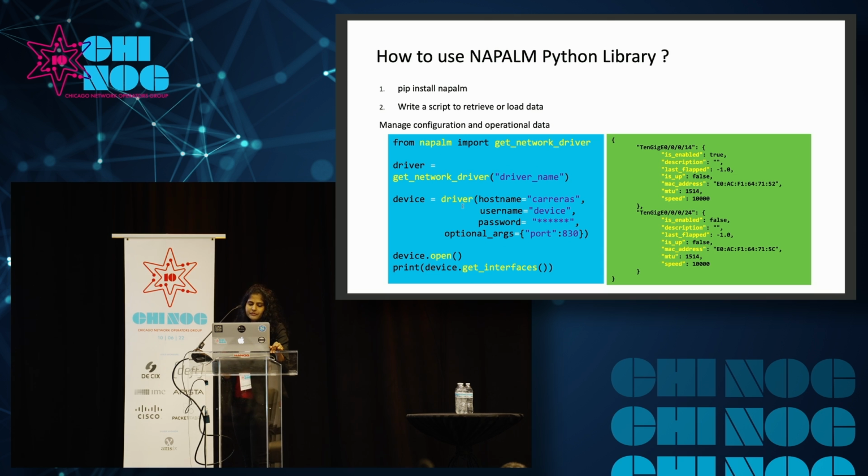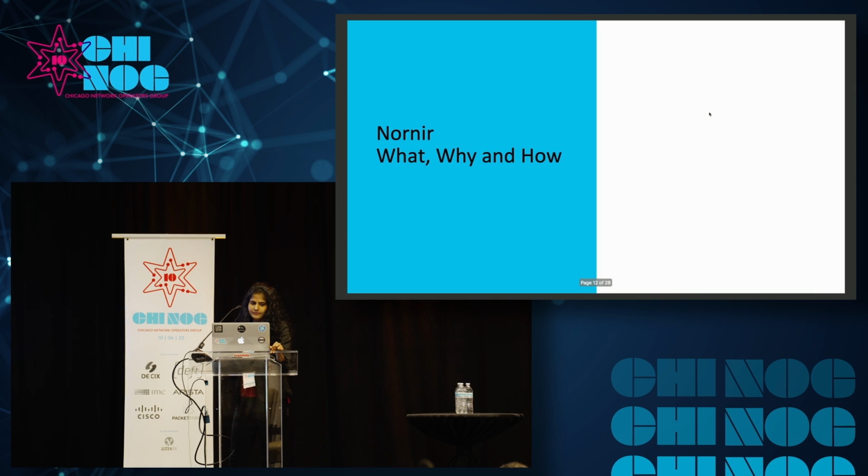Now you have to open this device. When you call open function, it uses these credentials provided in the previous step to log into the device. And once you call get interfaces on this device, it executes get interfaces and retrieves the data and returns it in this format. So whatever driver name you provide, the result is going to be in the same format. Just the data of it is going to differ. So I hope you got a basic understanding about Napalm.